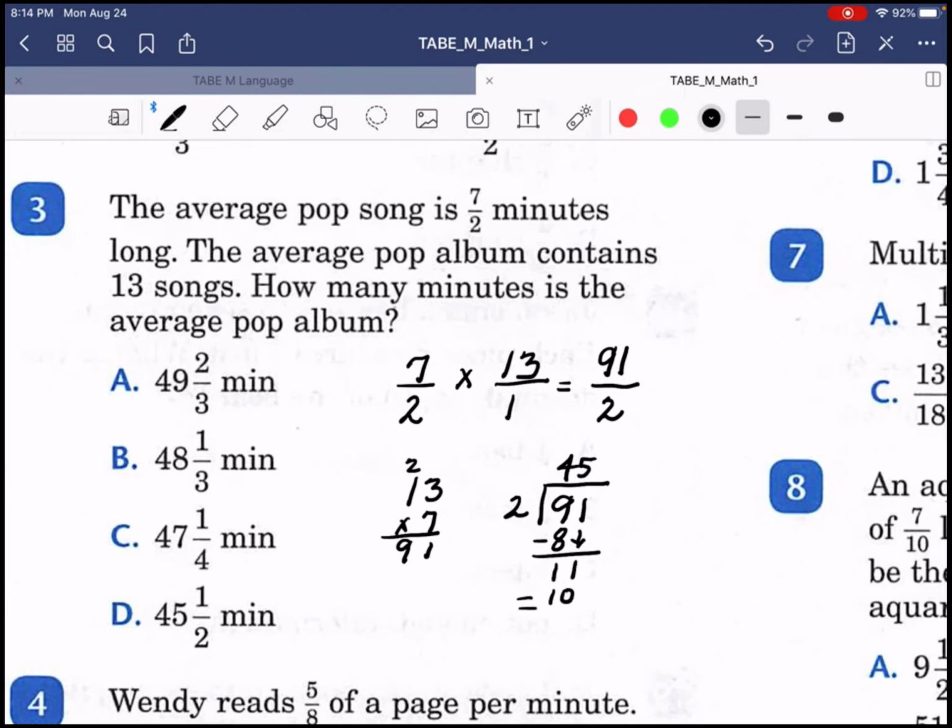$45 with 1 left over is 45 1/2 minutes. That's about right for a pop album. Any CD you buy is going to have close to that. But then all of those were logical choices, so that didn't really help. But the answer to number 3 is D.